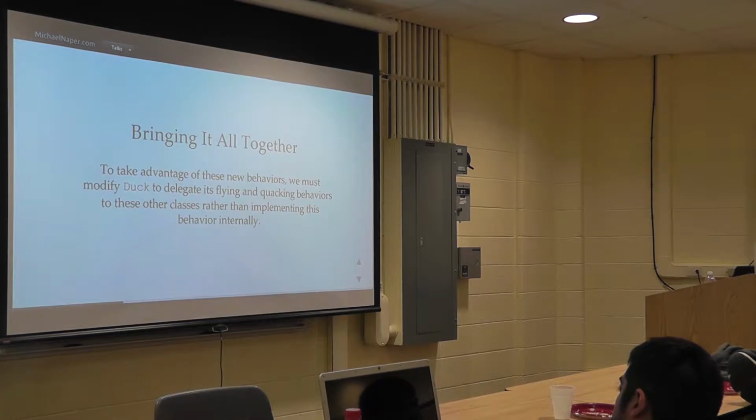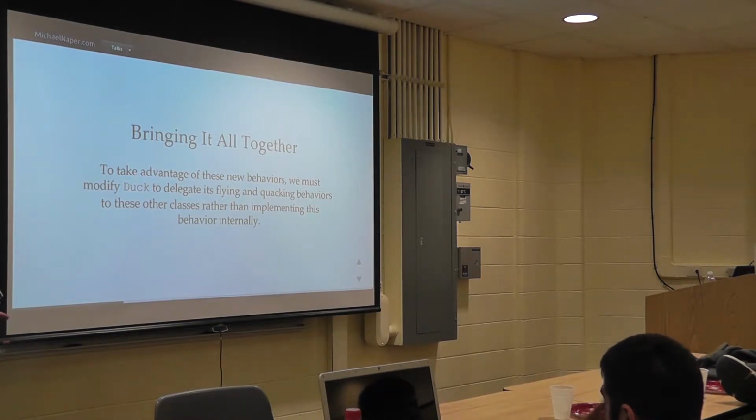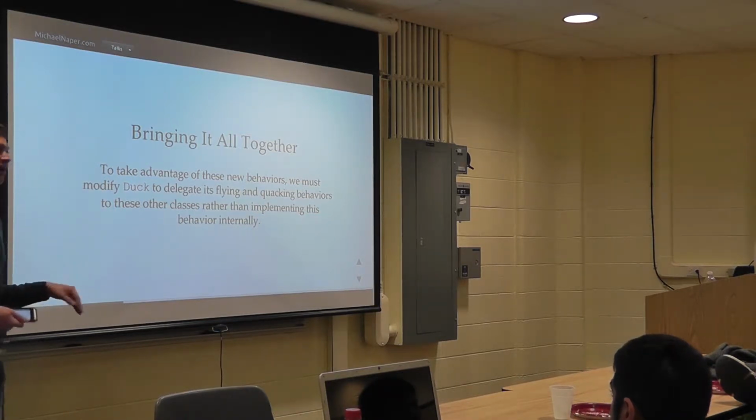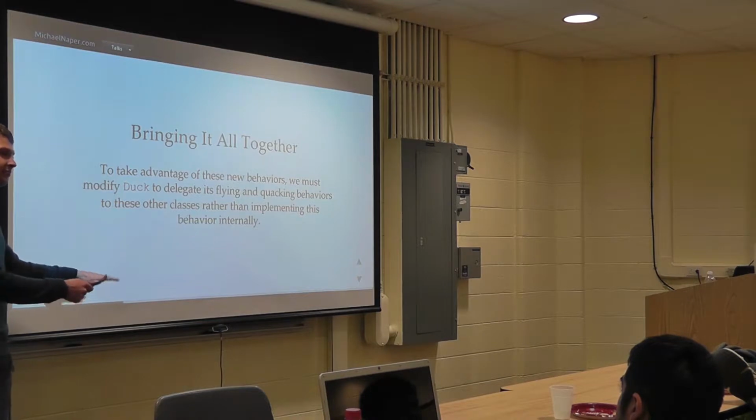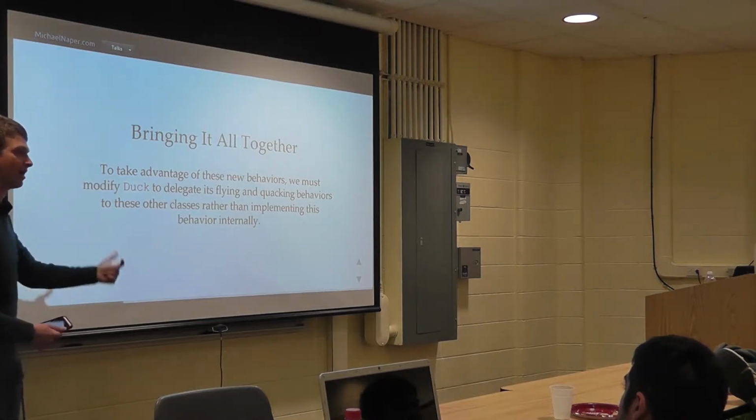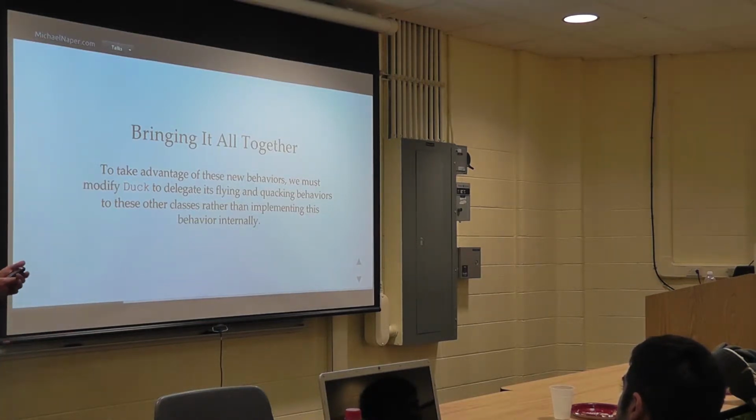Okay, so now we just want to bring all these ideas and principles that we just talked about together. And to take advantage of these, then we have to modify duck to basically delegate its flying and quacking behaviors to these other classes rather than implementing this behavior internally. So before where we had code that actually was the logic for a fly behavior, now we're actually going to put that somewhere else in a different class. And if someone calls fly on our duck, we'll actually delegate that task to this specific behavior class and tell it to go ahead and implement or execute that behavior.